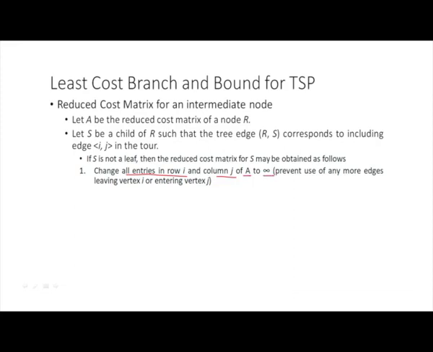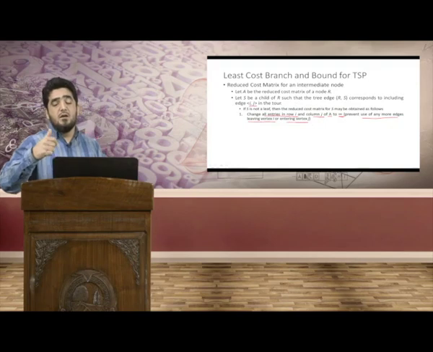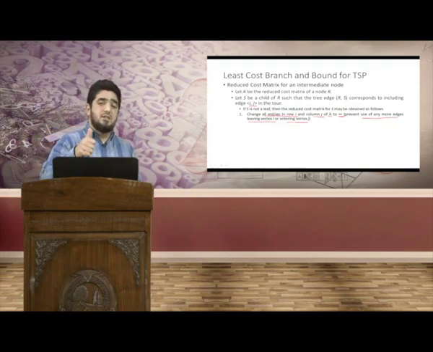As I said, while we are trying to build this child S, let's suppose it corresponds to including the edge I, j in our tour, vertex I to vertex j. This edge is being considered. So what do we do? How do we obtain the reduced cost matrix for this? We change all the values in row number I and all the values in column number j of this current cost matrix to infinity. Now what does this do? This prevents the use of any more edges leaving vertex I or entering vertex j. Since we have to visit each vertex exactly once, this is how we enforce that.